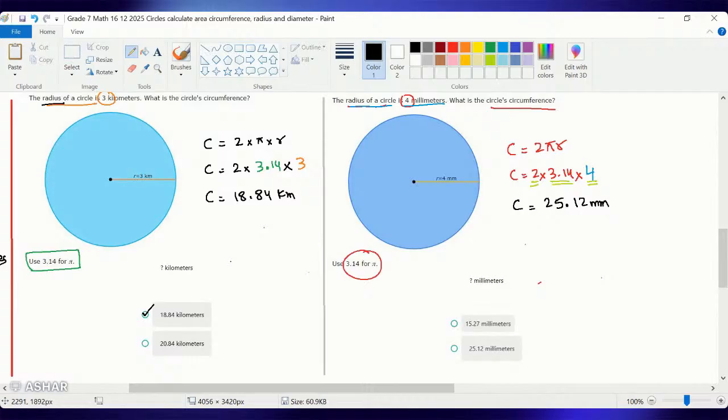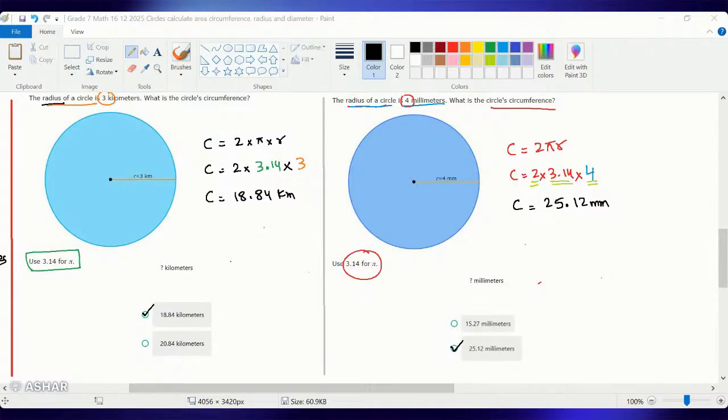Do we have 25.12 millimeters in the options? That is the second option. When you click on the second option, let's see what is our answer, if it's correct or incorrect. Let's go back to the website and we click on the second option. Yes, it's a correct option, right? Let's try one more.